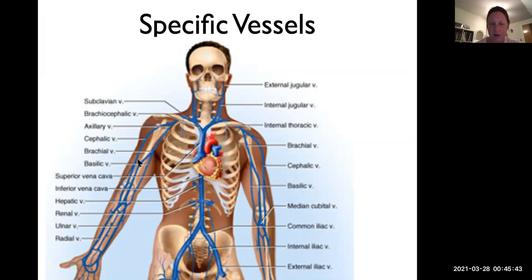You'll see that there are several that go through the upper arm. But I'm asking you to learn the brachial vein. It goes into the axillary vein and the subclavian vein. The subclavian vein goes into or combines with the jugular veins to form the brachiocephalic vein, the vein that's returning blood from the arm and the head.